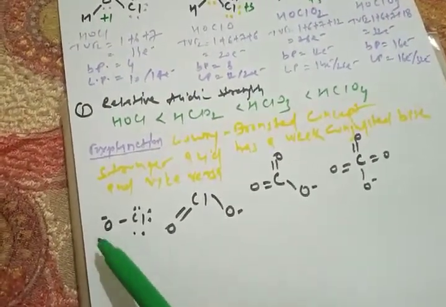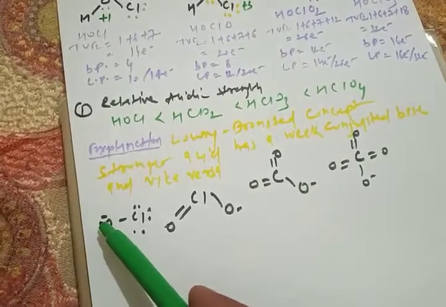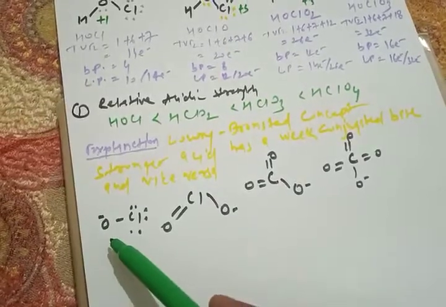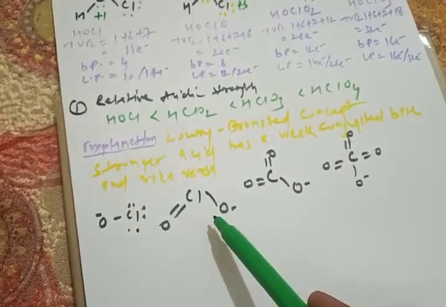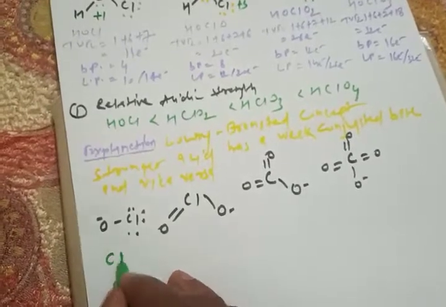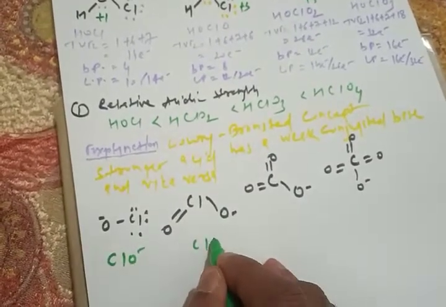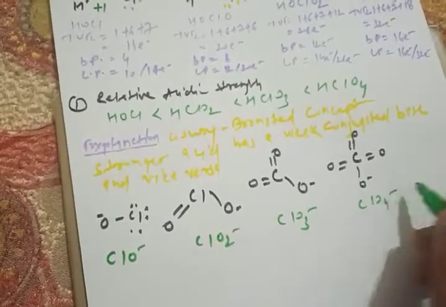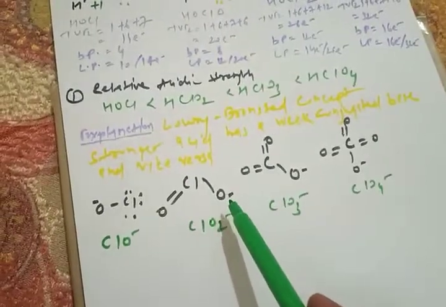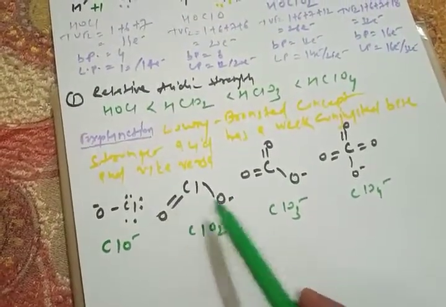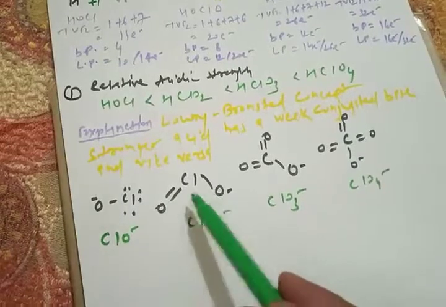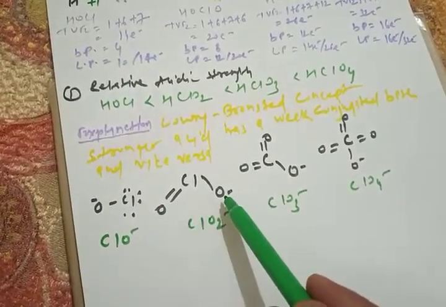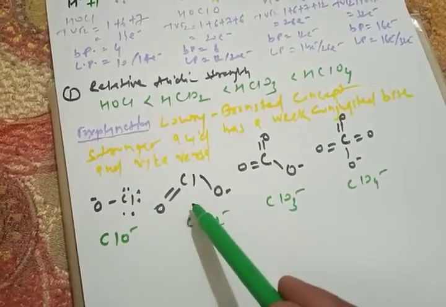In the first case, this oxygen which contains a negative charge is carried by only this oxygen. But in the second case, this is ClO negative, this is ClO2 negative, this is ClO3 negative, and this is ClO4 negative. In the second case, the negative charge can be carried by this oxygen also, because of the resonating structure. This oxygen is also resonance stabilized, so the negative charge distribution increases in the second case.